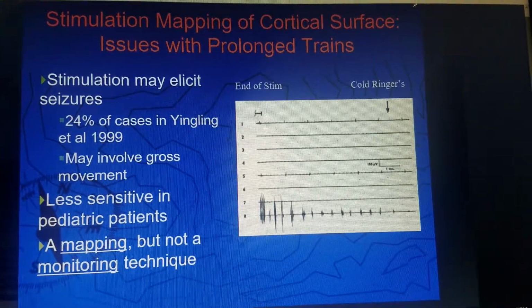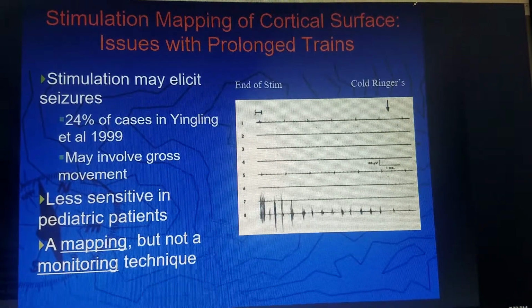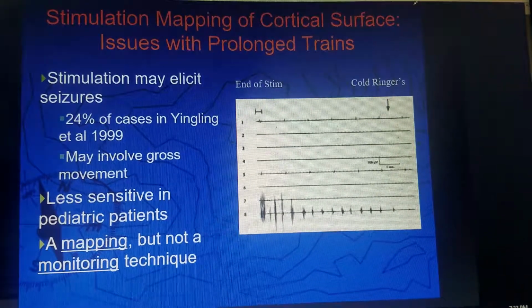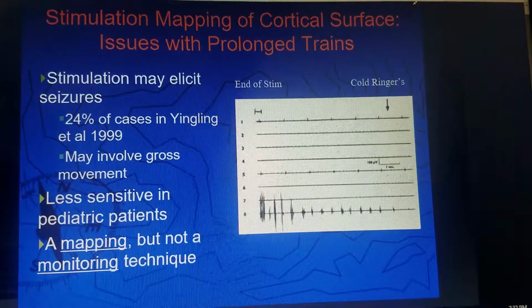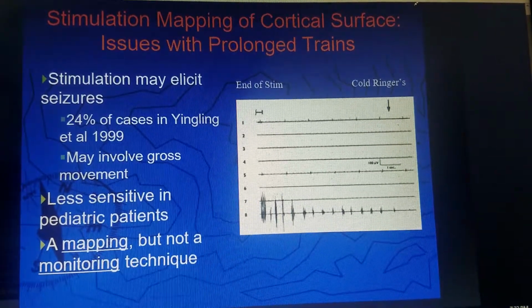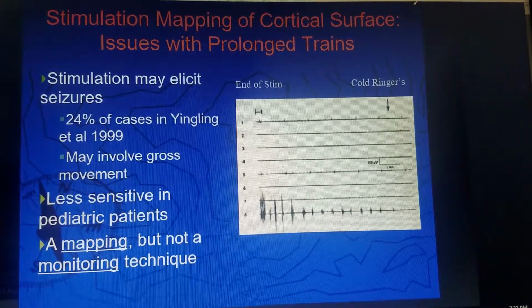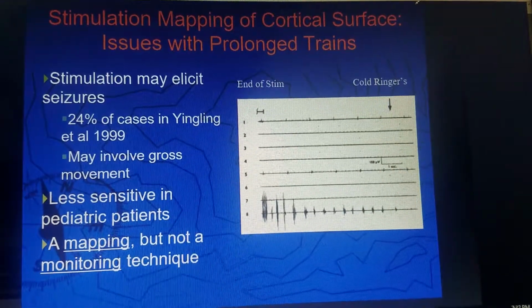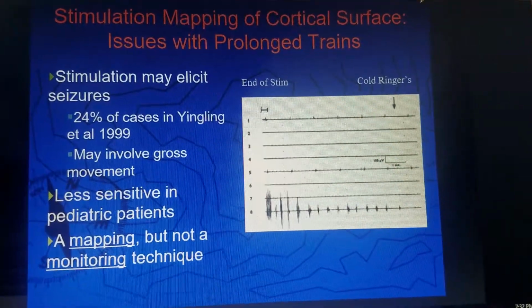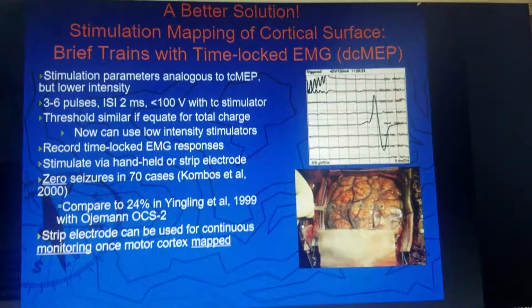It doesn't seem to work as well in the pediatric population. And finally, it's a mapping technique, but not a monitoring technique. The surgeon is mapping, says here, here, here, yes, no, and then puts the probe aside and does whatever she does to remove the tumor. It would be nice to have a method that did both.